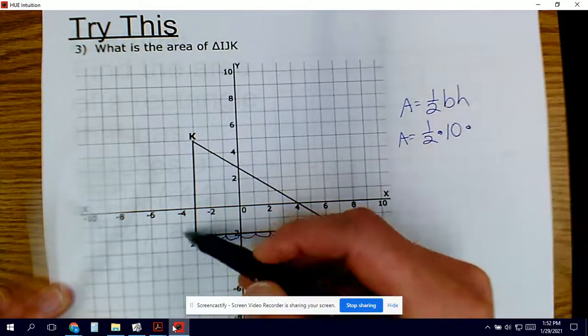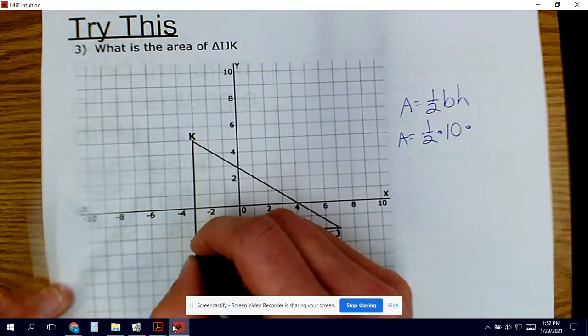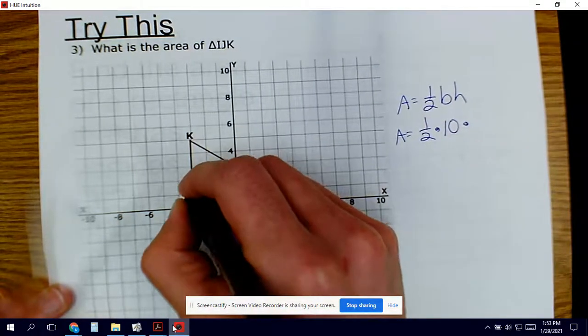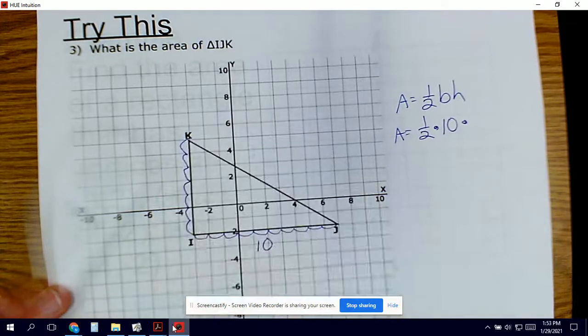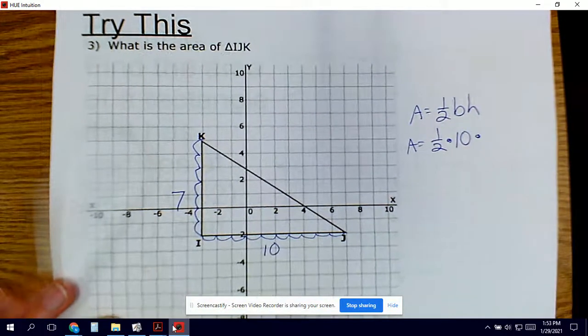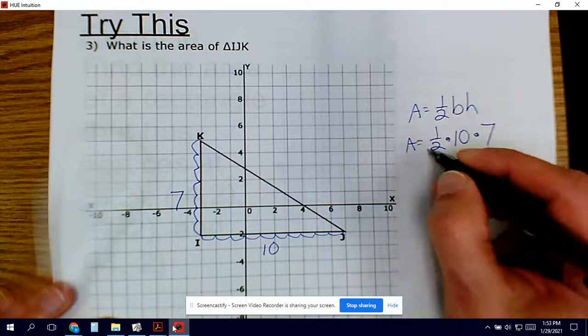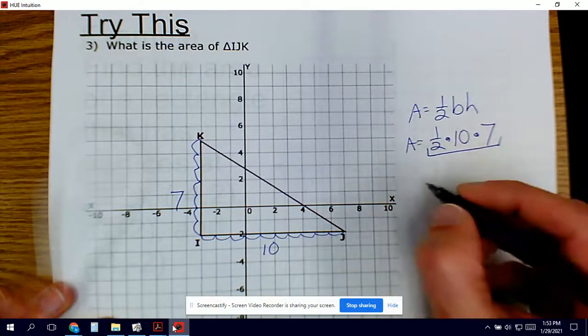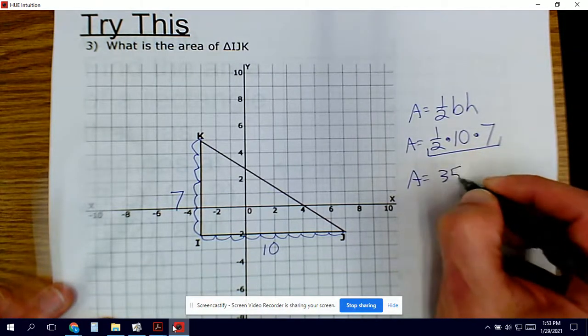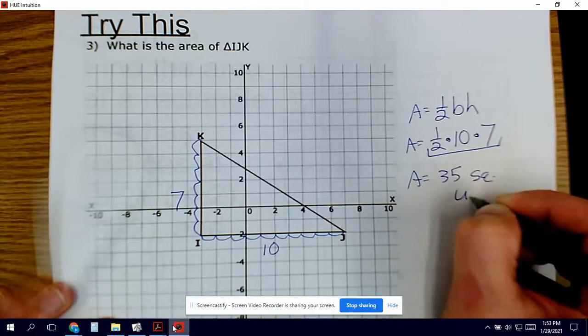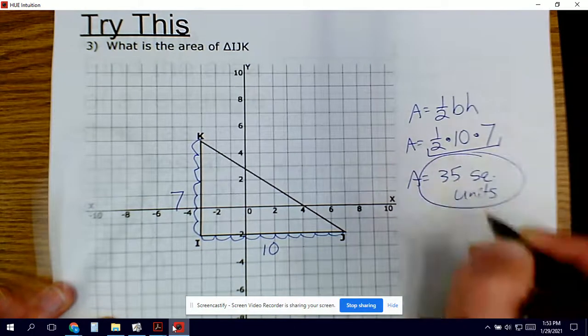And then the height would be over here. Line segment IK. It is 1, 2, 3, 4, 5, 6, 7 units. Performing my multiplication, 1/2 times 10 times 7 gives me an area of 35 square units.